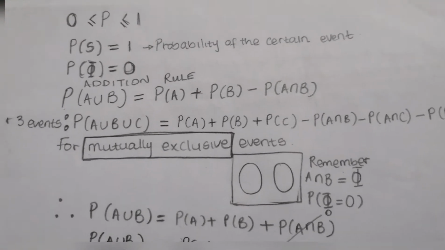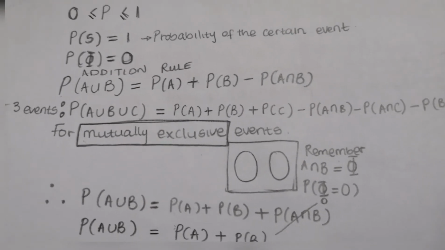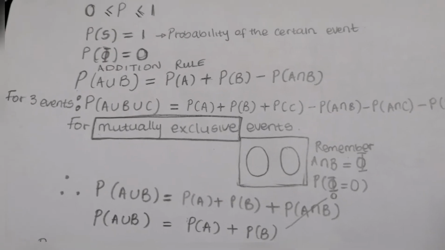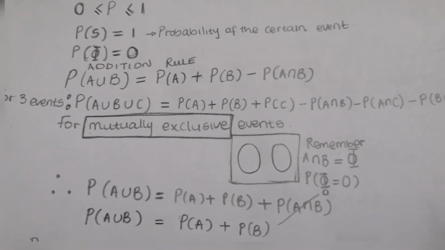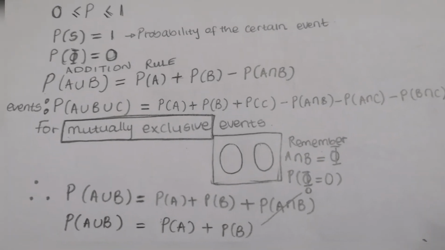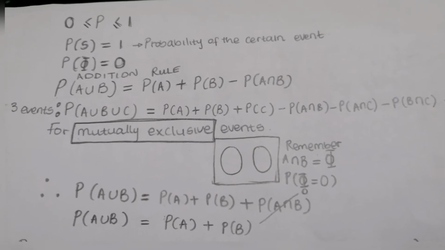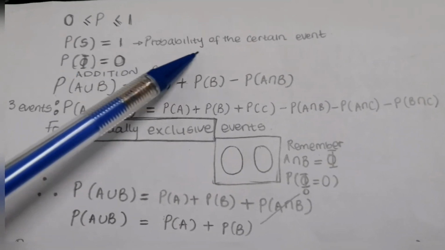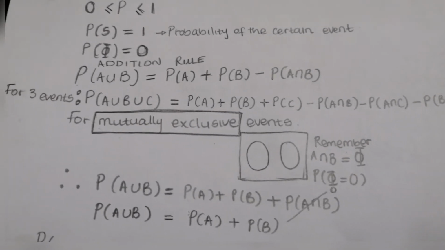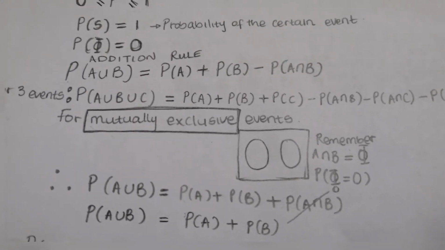Number one is just to show you that our probabilities will be between 0 and 1. We cannot have a negative probability and we cannot have a probability that is greater than 1. So here they are showing you that the probability of a certain event equals 1. So the probability of a null event is 0.